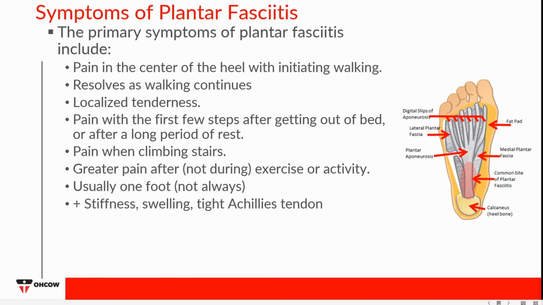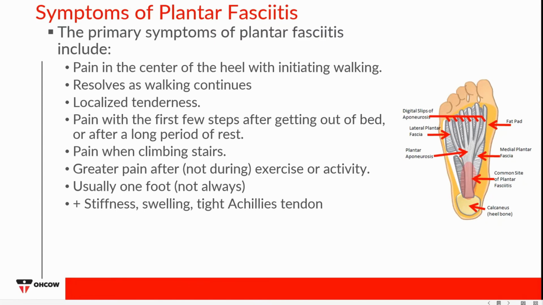It's relatively uncommon to have both feet involved. Usually with both feet, it's some traumatic event or some systemic event that's happening. Other associated symptoms may be stiffness and swelling of the Achilles tendon or around the ankle joint.